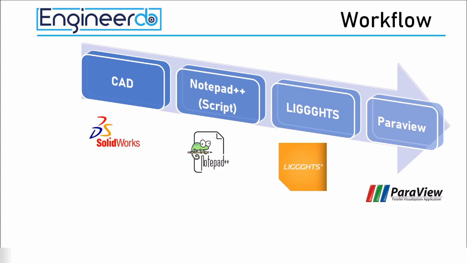To write the scripts for LIGGGHTS we need a text editor like Notepad. Furthermore, you need an installed version of LIGGGHTS. While I will use a Windows compiled LIGGGHTS version, the workflow does not change if you are working on a Linux computer. You will find a link to how to install LIGGGHTS on Linux in the description. For the final post-processing we will use the open source software ParaView.